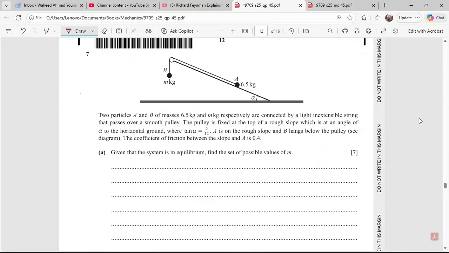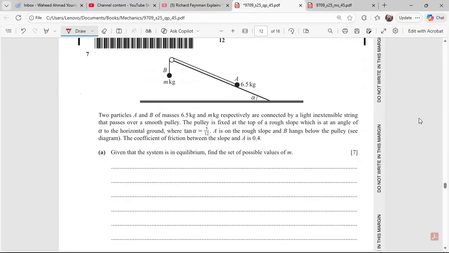There are two masses. One is 6.5 kg and one is m kg. The surface is rough, so there's friction. We have to find the range of this m, the minimum and maximum value of m, for which this 6.5 kg object will stay on the surface. If m is too small, it will start rolling down, and if it is too large, it will start moving up. So we have to find the range of this m.